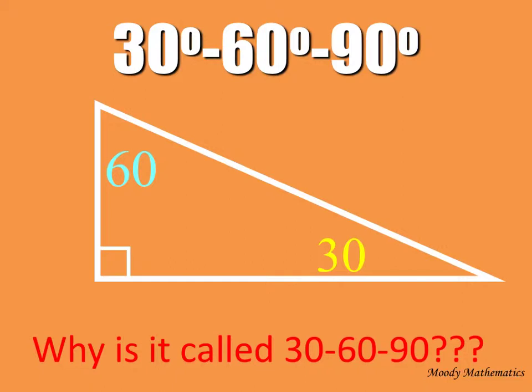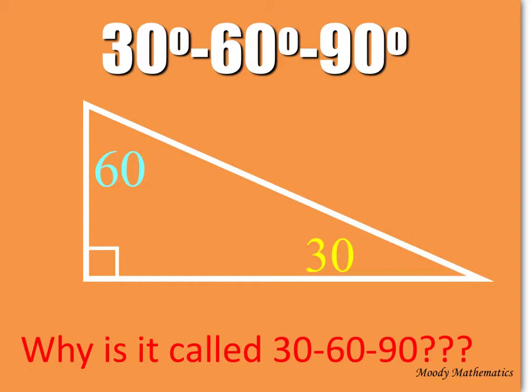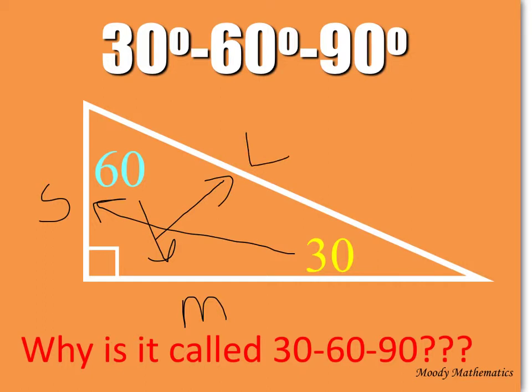Now, if you remember the rule about unequal sides, unequal angles, opposite 30 is going to be the smallest side. Opposite 60 will be the medium side, and opposite 90 is the longest side. But there's going to be a special relationship between all of the sides that makes it easier.